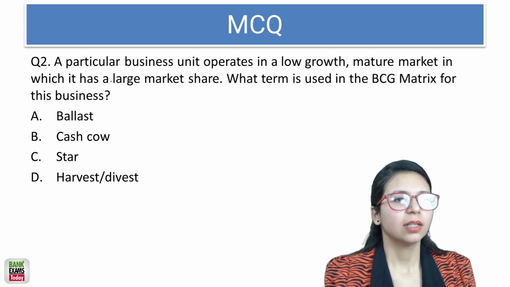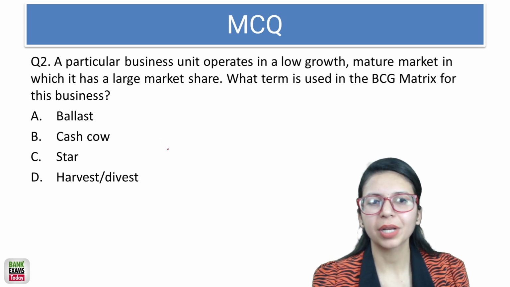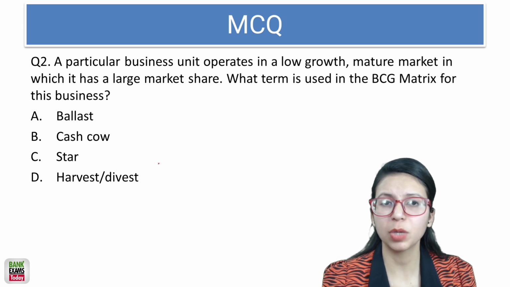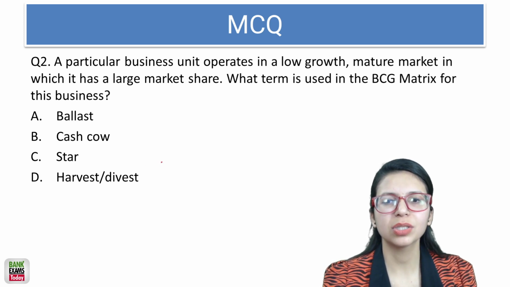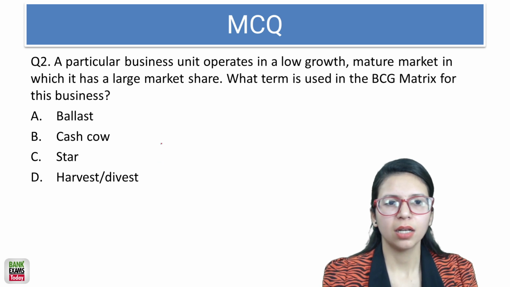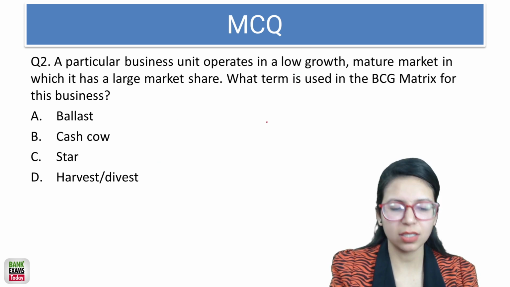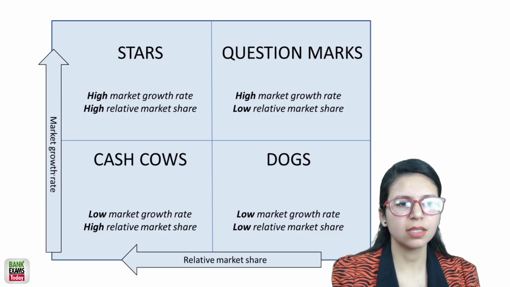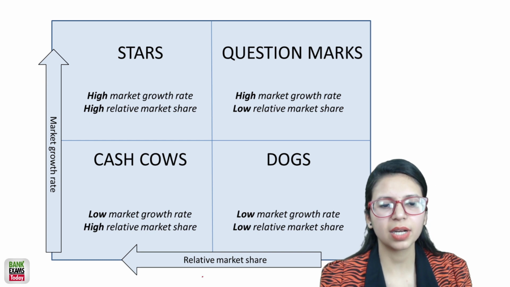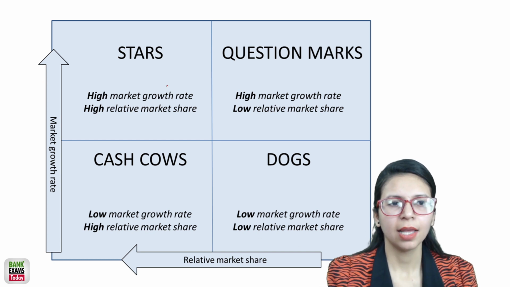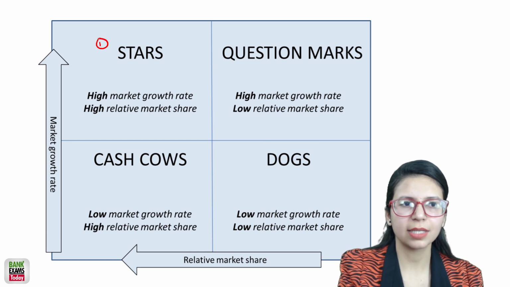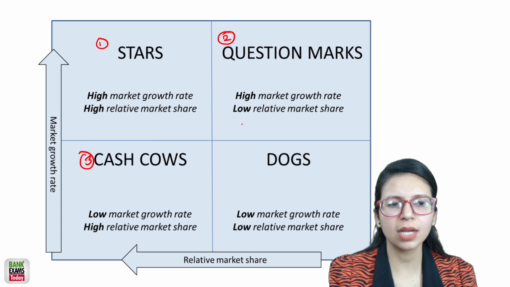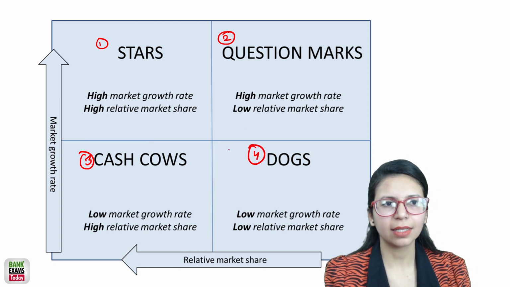A particular business unit operates in a low growth mature market in which it has a large market share. What term is used in the BCG matrix for this business? Now in the BCG matrix, this is the market growth rate and this is the relative market share. And there are basically four components in this: stars, question marks, cash cows, and dogs.